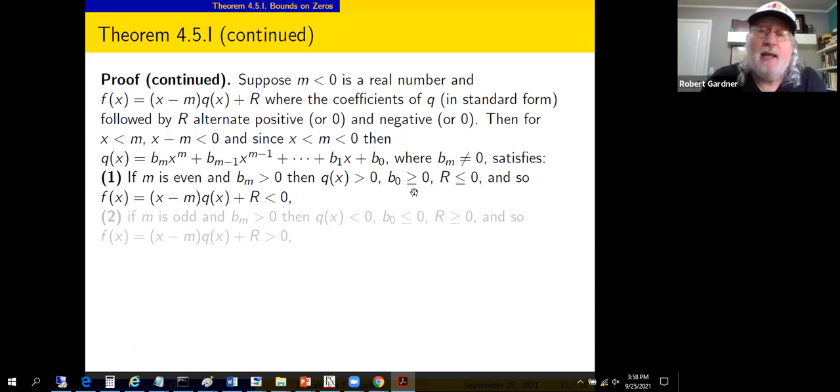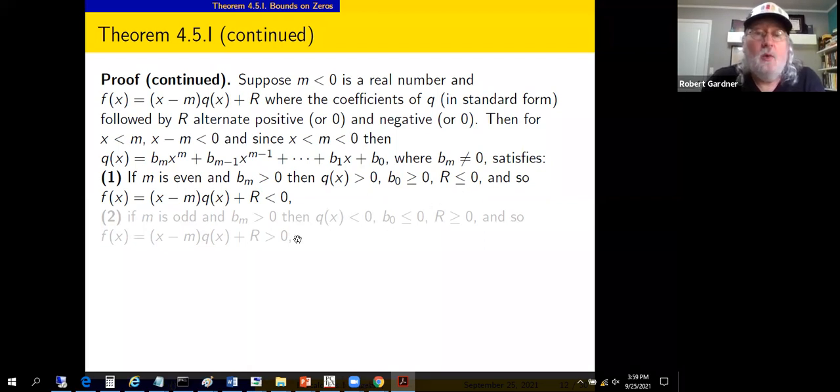B sub 0 is non-negative. That's because of the evenness, and the every other one is non-negative. R must be less than or equal to 0. That's because in this case, we would have coefficients that are positive, negative, positive, negative, positive, negative, positive, negative. We'd have R follow the B sub 0. And when I said positive, most of the time I meant non-negative. And when I said negative, most of the time I meant non-positive, right? Or 0. That's where the or 0 stuff plays a role. And we've got or equals to 0 in these.